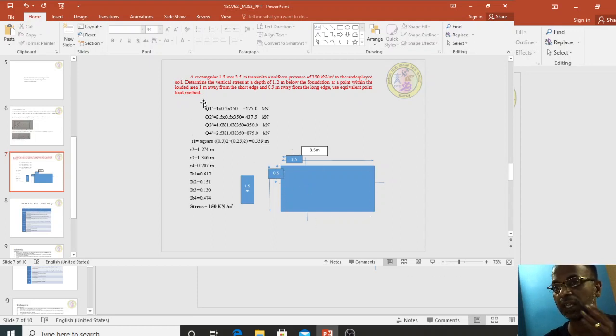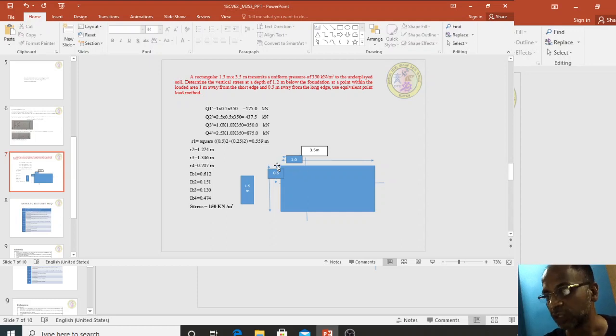Given the loaded area, 1 meter away from the shorter edge, draw a line. This is the shorter edge and this is the longer edge. Then 0.5 meter away from the longer edge, draw a line. The intersection point is the point at which you have to calculate sigma p.